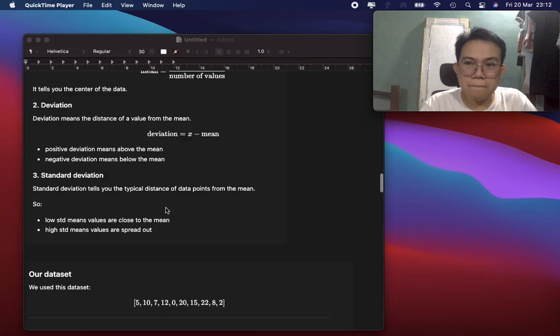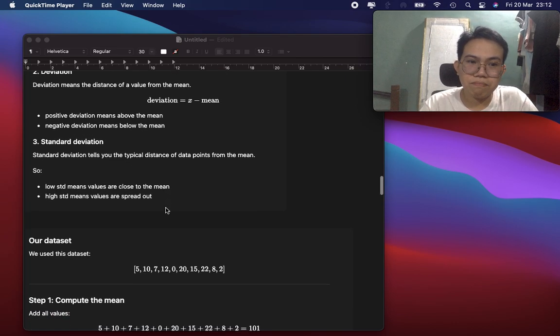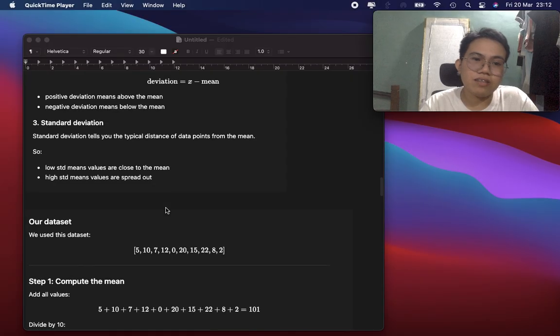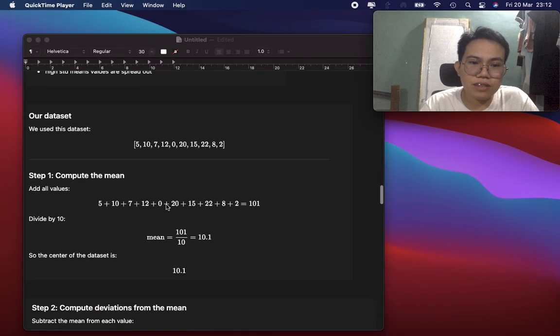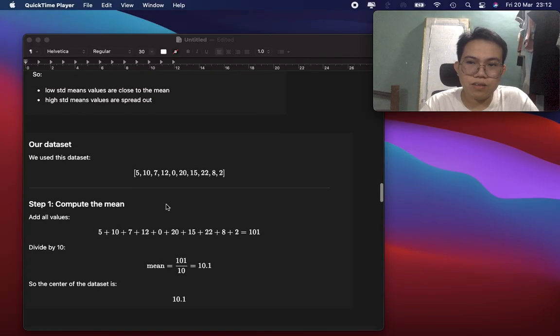So in the scatter plot, we could say that the positive deviation means above the mean, because if you imagine it in the scatter plot, in the middle of it, the center is 0. Above it are positive values, and below it are the negative values, like what we have known in the Cartesian plane. And next, standard deviation tells you the typical distance of the data points from the mean.